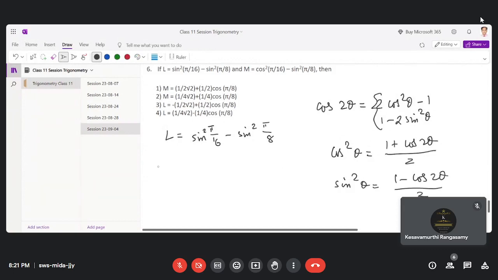So use this formula. We can convert pi by 16 to pi by 8. Because they only eliminated pi by 16, the answer is in terms of pi by 8. So by using this substitution, we can eliminate pi by 16. Substitute and find out the values of L and M.